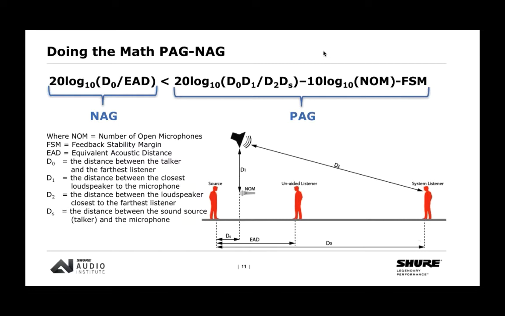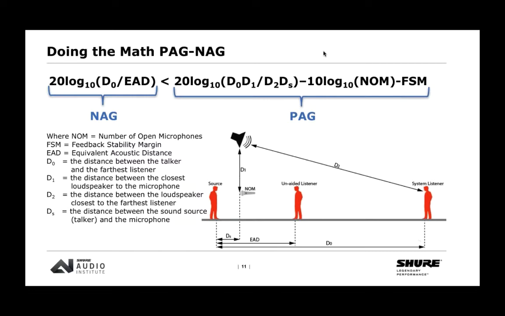D sub 0 is the distance between the talker and the farthest listener. D sub 1 is the distance between the closest loudspeaker and the microphone. D sub 2 is the distance between the loudspeaker closest to the farthest listener and that listener. And then finally, D sub S is the distance between the sound source, the talker, and the microphone.